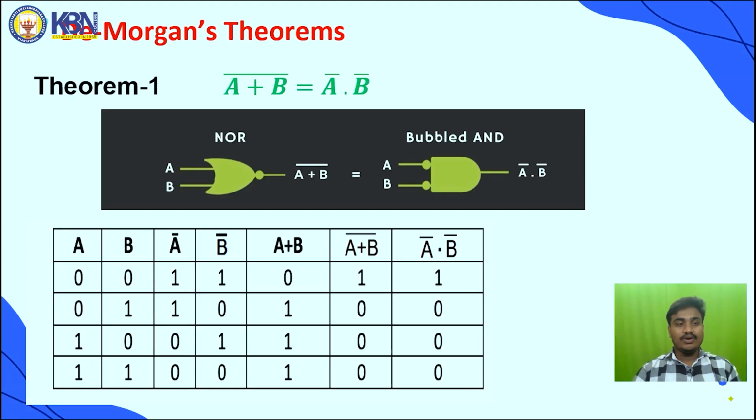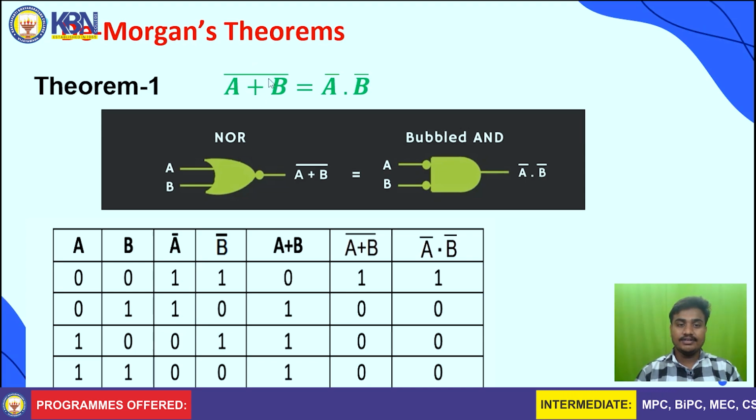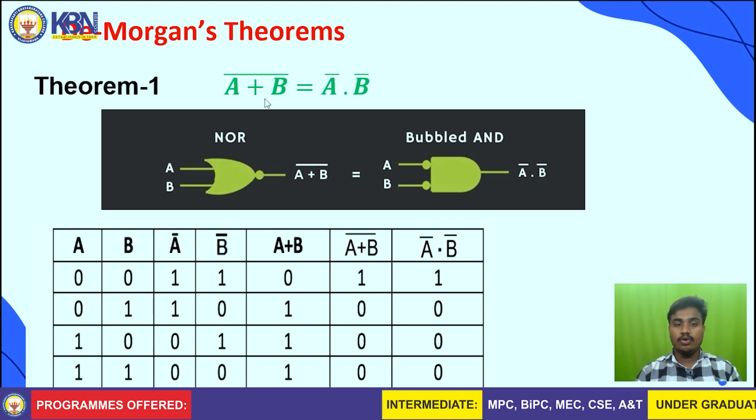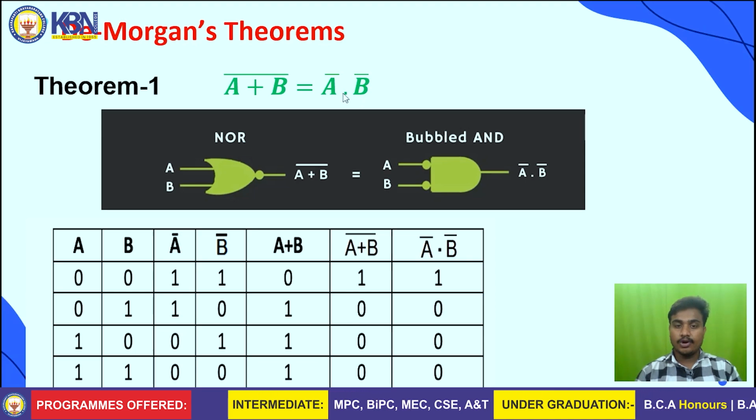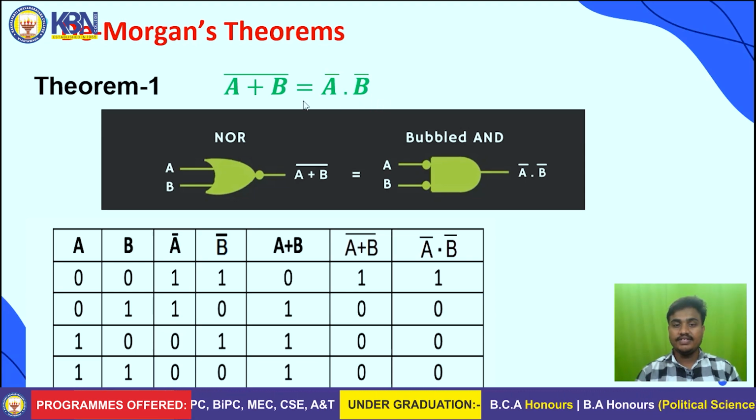Then the next one is De Morgan's theorem. In De Morgan's, we have two theorems. A plus B whole bar is equal to A bar dot B bar. In statement, we'll say the sum of complement of two or more inputs is equal to the product of complement of the inputs.